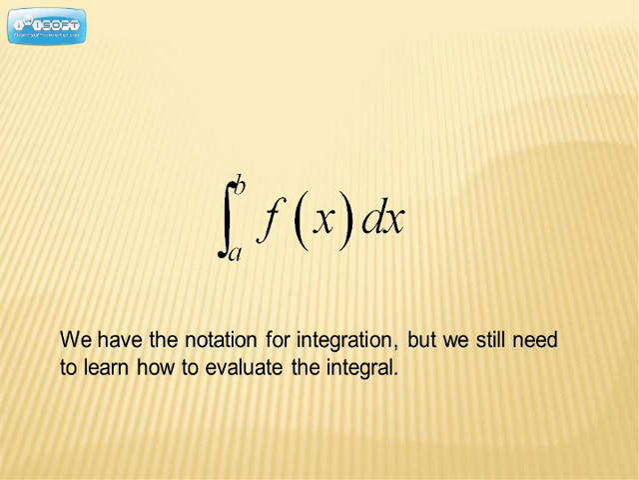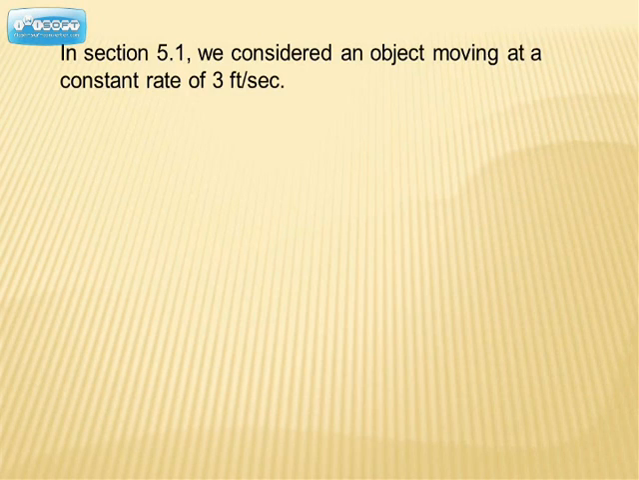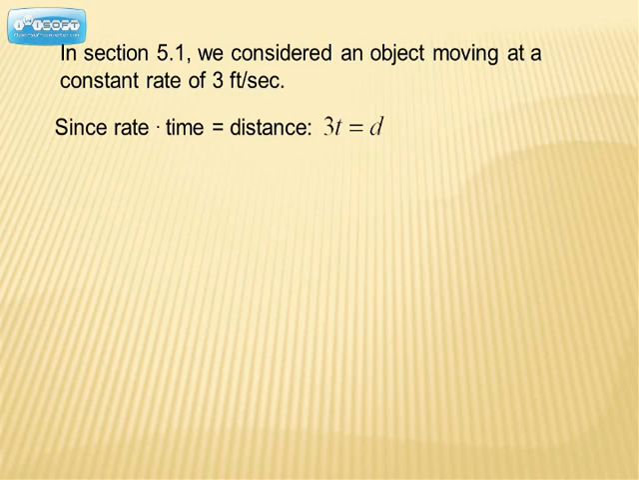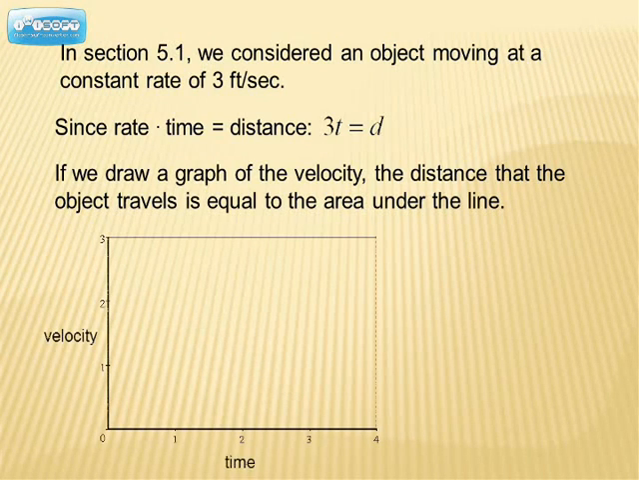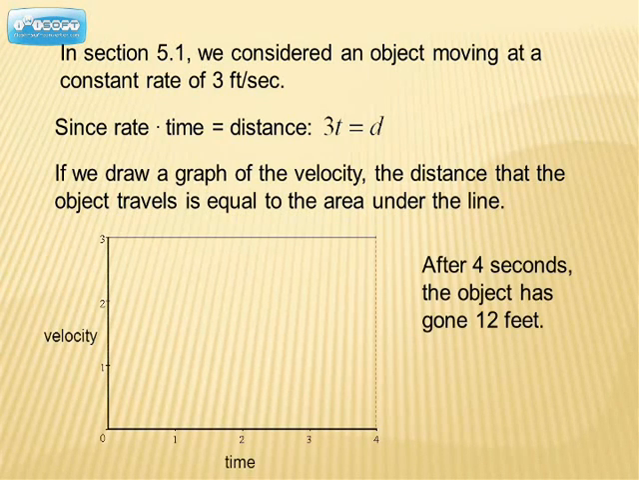Now we need to talk about how to actually evaluate the integrals. Now that we know what all the parts actually stand for, we're going to actually evaluate some integrals. In section 5.1, we considered an object moving at a constant rate of 3 feet per second. And we knew that rate times time equaled distance, so 3t equaled d. If we drew the graph of the velocity, we saw that the distance was equal to the area under that line. So after 4 seconds, the object moved 12 feet because the area of this rectangle was 4 times 3.